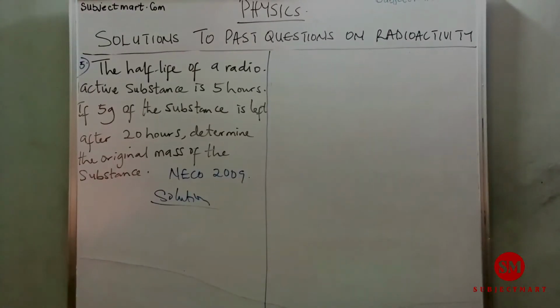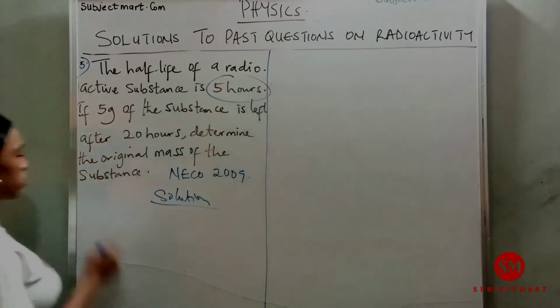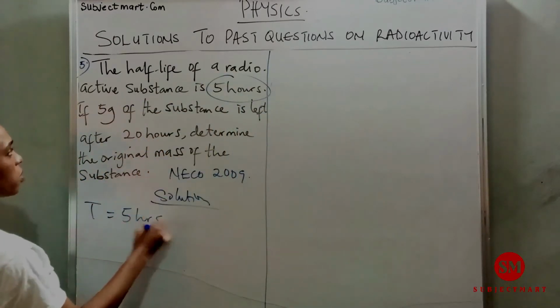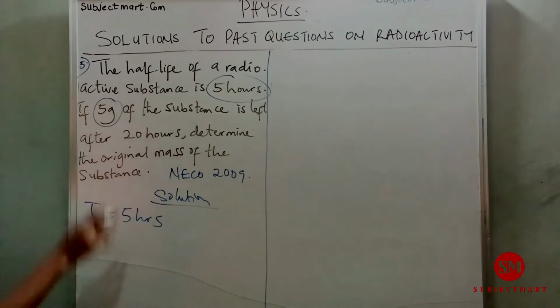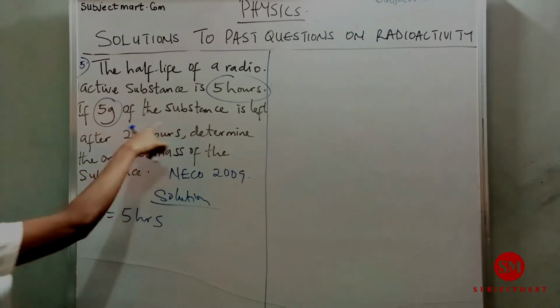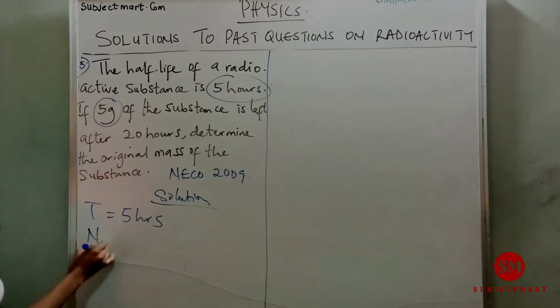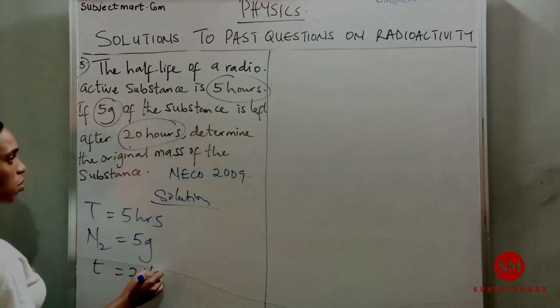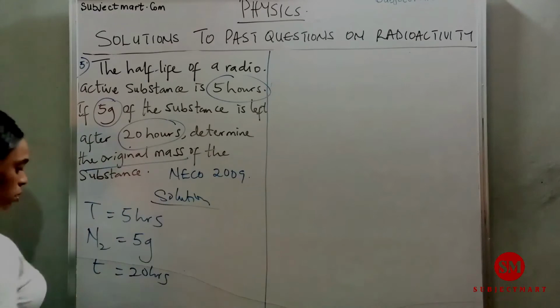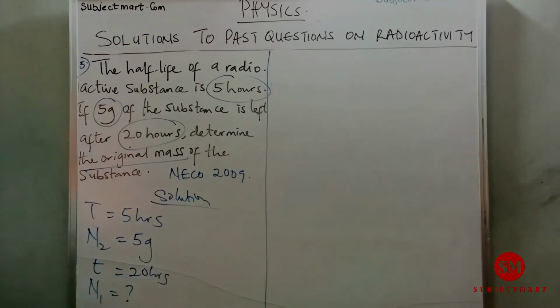The 5th question here is very similar to the one we did earlier. The half-life of a radioactive substance is 5 hours. So we have our T to be 5 hours. If 5 grams of the substance is left, that should be our N2, because that's the mass left. So our N2 is equal to 5 grams. After 20 hours, the time taken, determine the original mass, that's N1. So from here we are asked to find our N1.